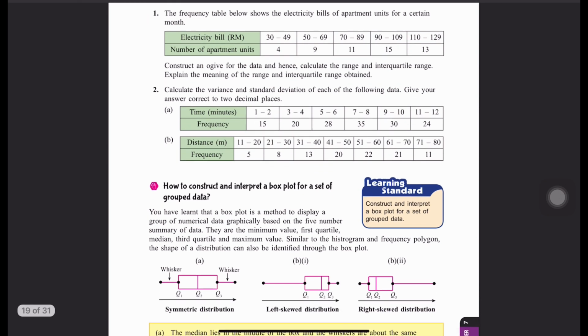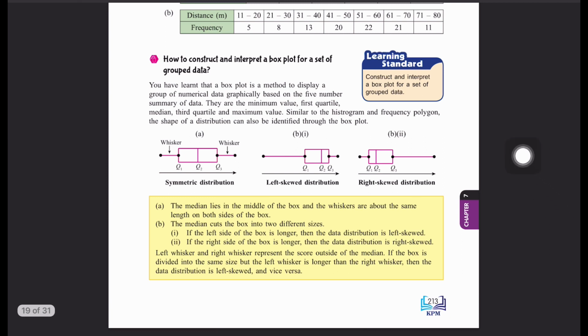Okay, now let's look at the next learning standard. Construct and interpret a box plot for a set of group data. Box plot ni macam biasalah, bentuk dia pun macam nama dia, box plot. Kita ada plot yang dalam bentuk segi empat, box ni. Okay, so there are 3 types of box plot. Sama macam kita punya histogram tadi. Okay, we have symmetric distribution. Kita ada ini kita panggil box, ini kita panggil whisker. Whisker macam misai kucing tu kan, whisker.